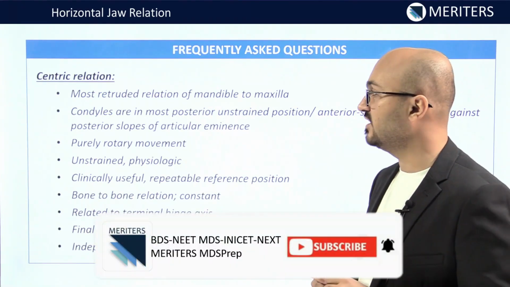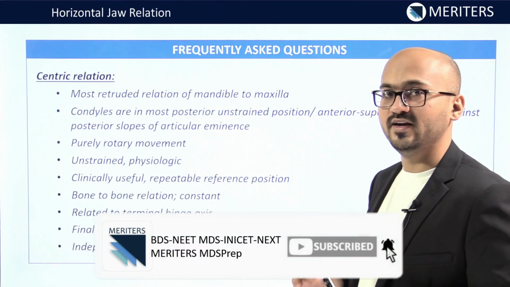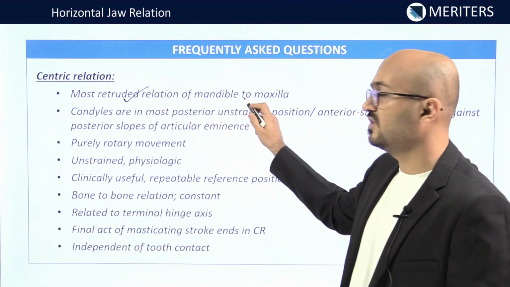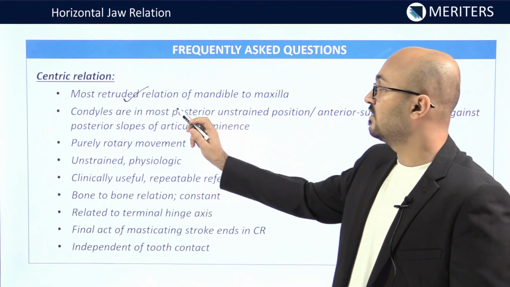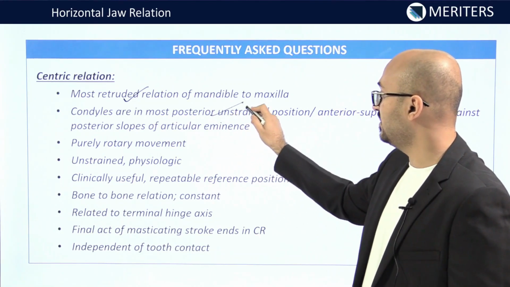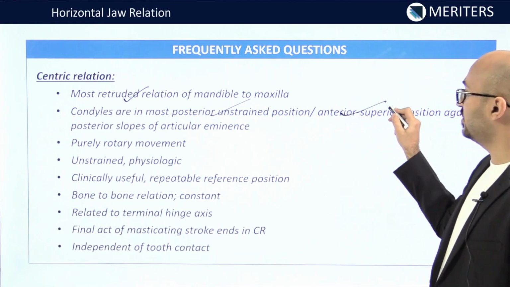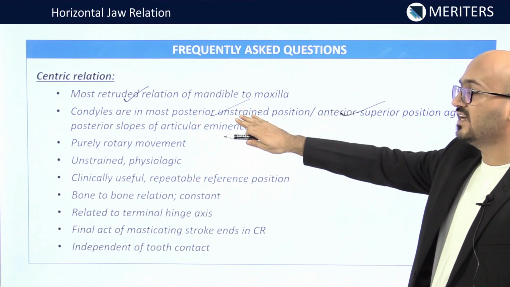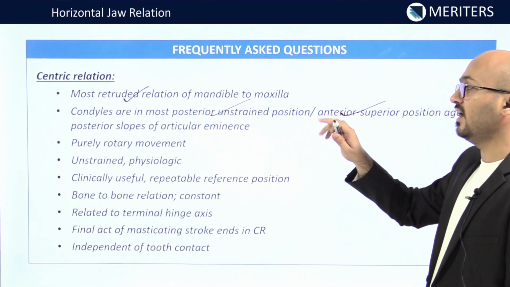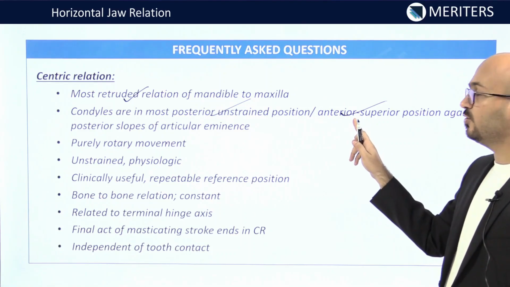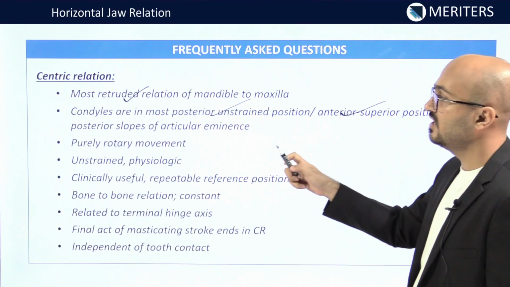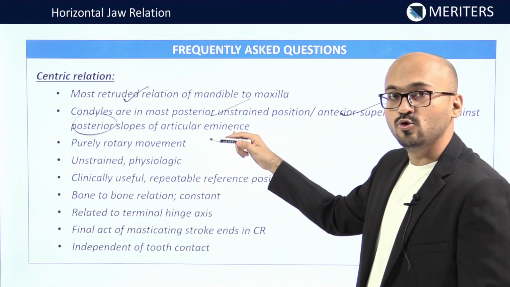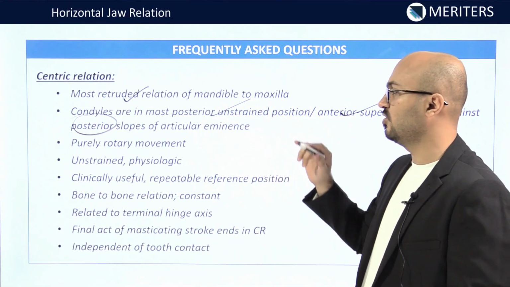A few important things that you need to always remember regarding centric relation is that it is the most retruded relation of the mandible to the maxilla. The condyles are in a posterior unstrained position and anterior superior position. Both are correct according to two different definitions. So condyles are as posterior as possible in an unstrained position, and they articulate in the anterior superior position against the posterior slopes of the articular eminence. So don't get confused between the terminologies.